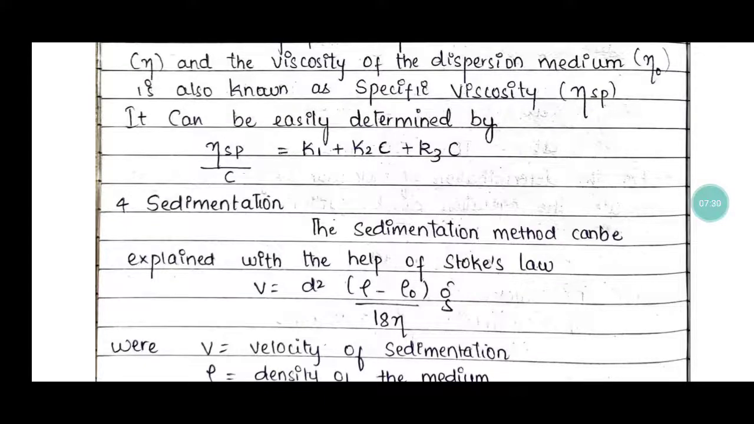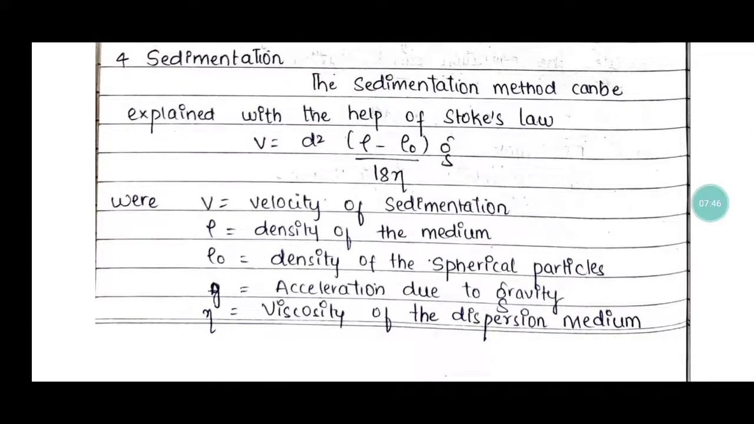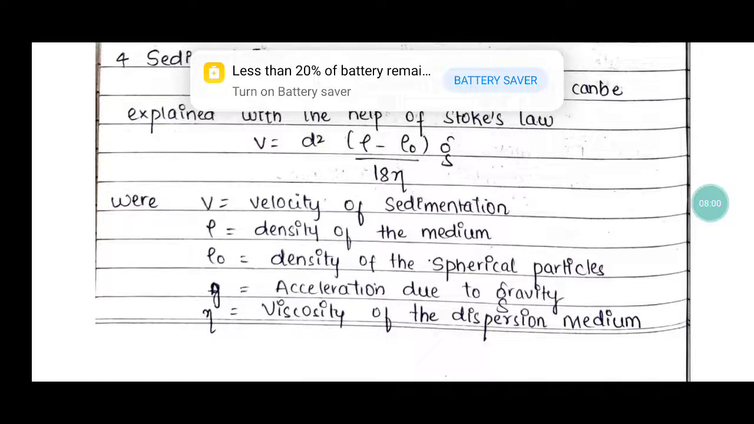Number 4, sedimentation. The sedimentation method can be explained with the help of Stokes' law, where V equals d square (rho minus rho naught) g divided by 18 eta. V is the velocity of sedimentation, rho is the density of the spherical particles, rho naught is the density of the medium, and g is the acceleration due to gravity, where eta is the viscosity of the dispersion medium.